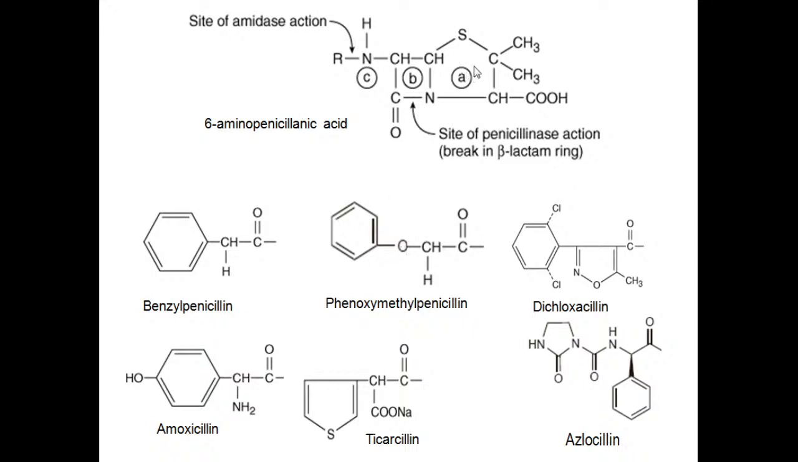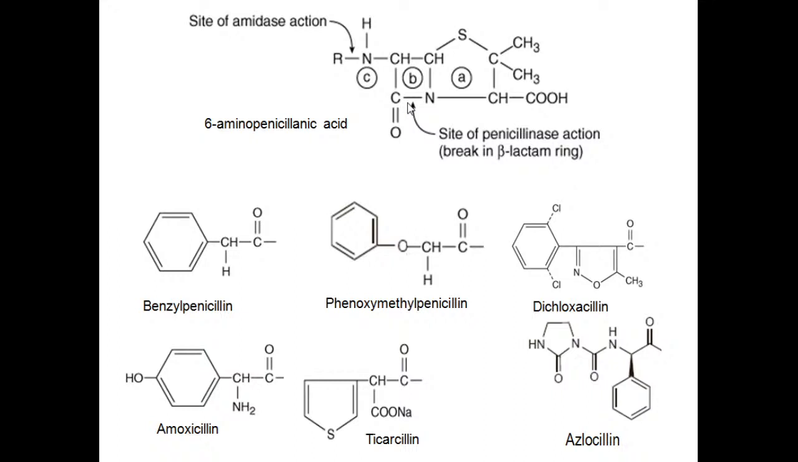This is 6-aminopenicillanic acid. On this site, different radicals are added. On this side, the beta-lactam ring. Penicillinase acts here. This was the first mechanism of development of resistance.